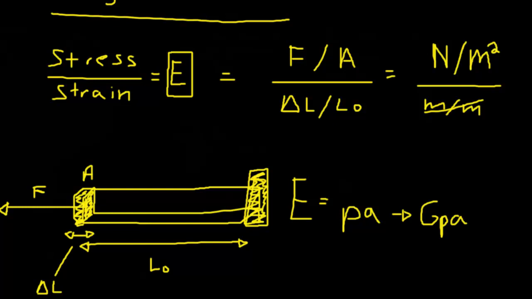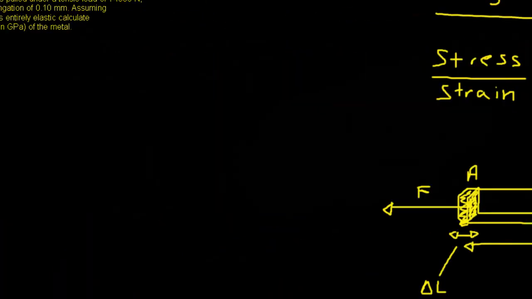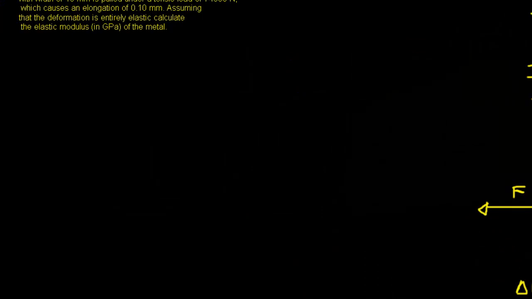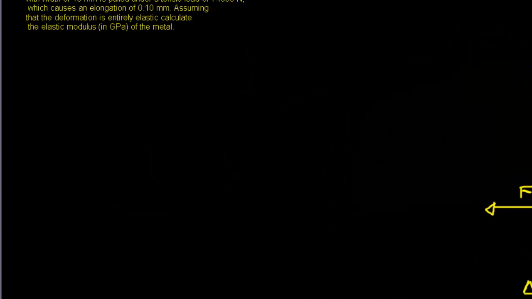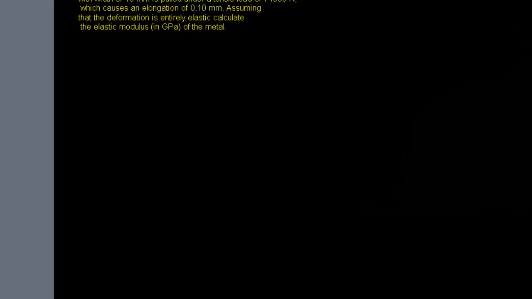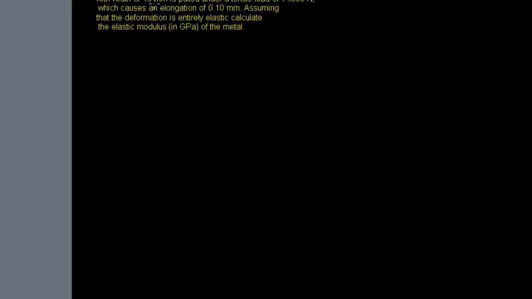Now I'm going to go on to the example. I'll read it. A metal bar 116 millimeters long and having a square cross section with a width of 19 millimeters is pulled under a tensile load of 74,500 newtons, which causes an elongation of 0.10 millimeters. Assuming that the deformation is entirely elastic, calculate the elastic modulus in gigapascals of the metal.